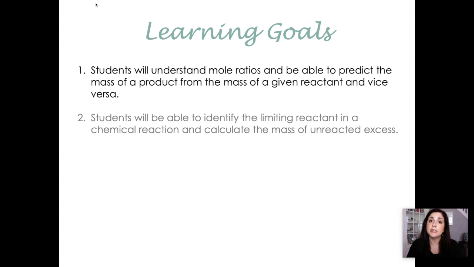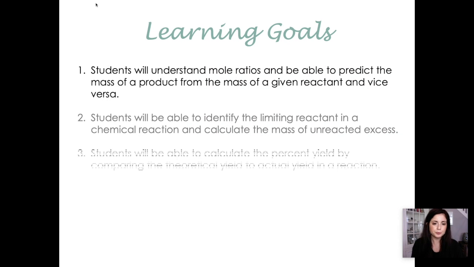You'll be able to identify the limiting reactant in a chemical reaction and calculate the mass of unreacted excess. So sometimes not all of your reactant is going to react. You might have some left over, and you can calculate how much of that is left over by doing stoichiometry, again, because it literally translates into measuring elements.